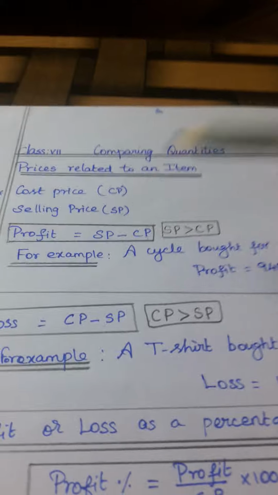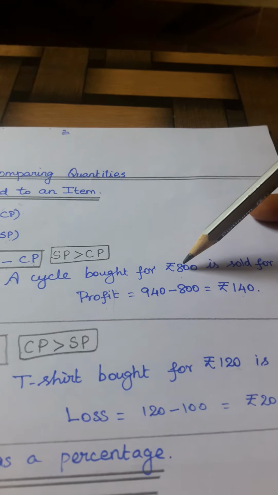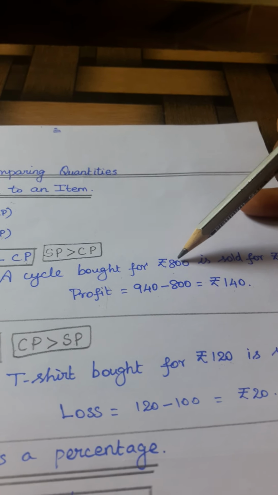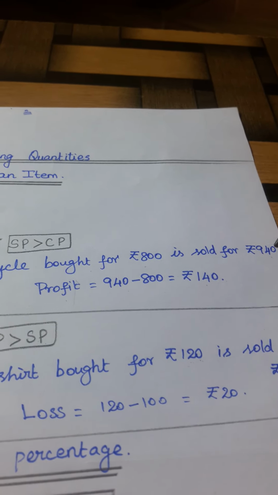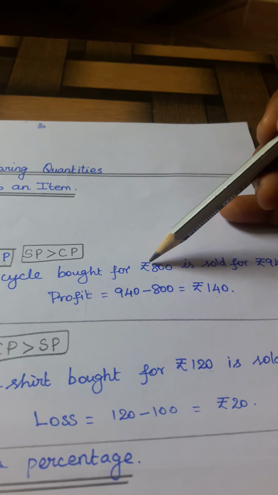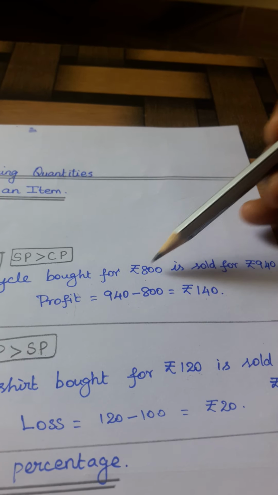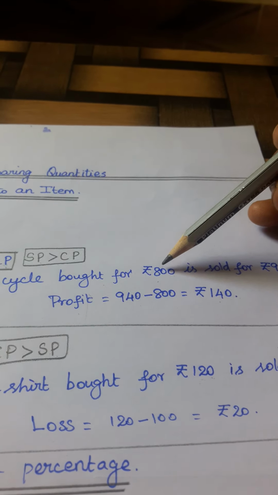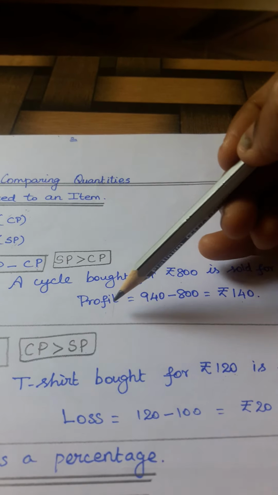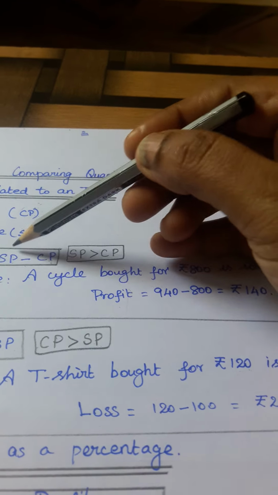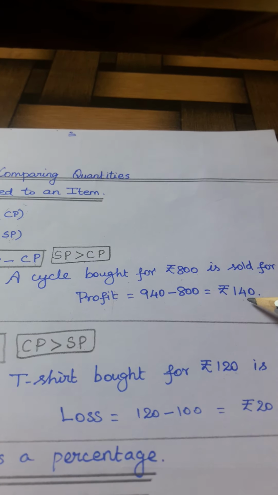Let us see it with the help of an example. Imagine you buy a cycle. The cost is rupees 800 and you sold it for 940 rupees. So here the cost price is rupees 800 and the selling price is rupees 940. Which one is greater? Yes, selling price is greater, so it must be a profit. To find the profit amount, we use this formula: profit is equal to selling price minus cost price. Then the profit amount is equal to 140.